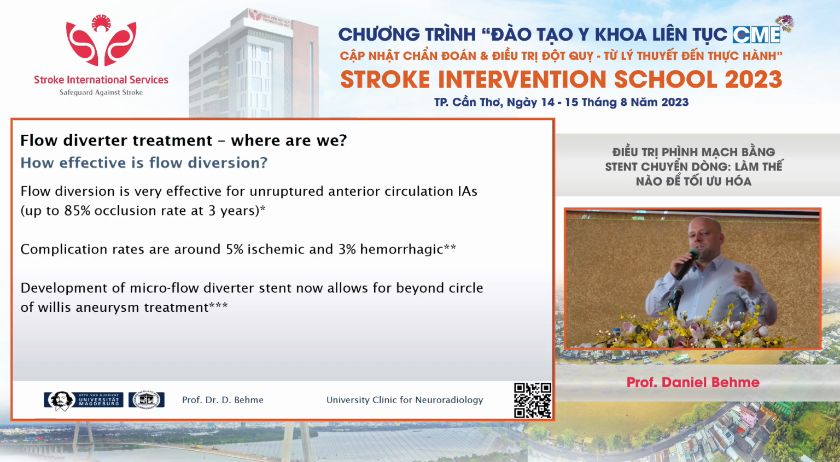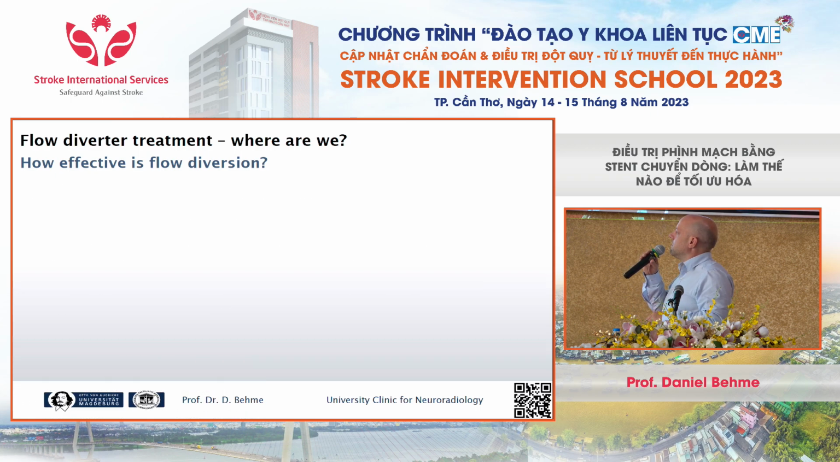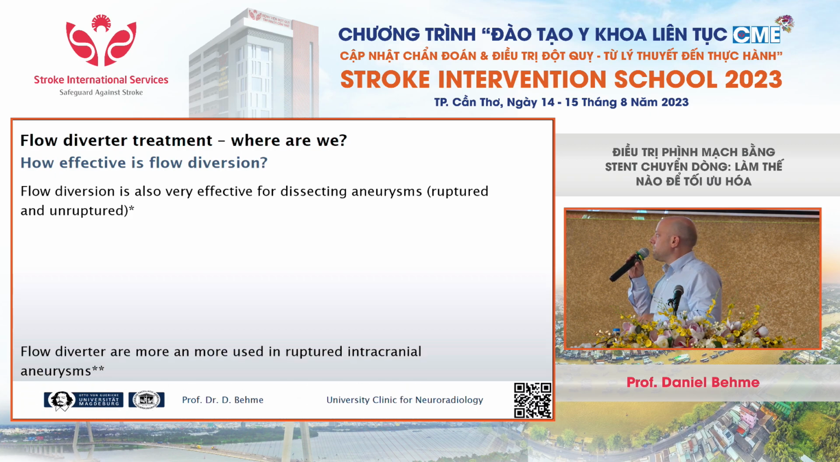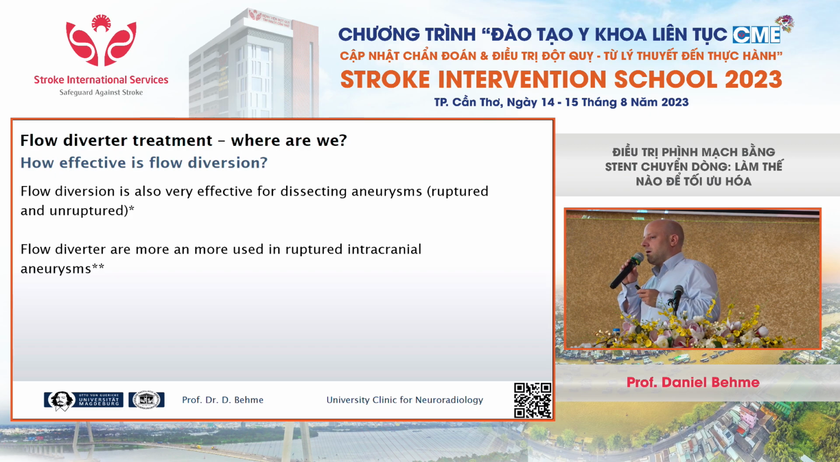And then obviously, like with all the devices, as we've seen in stroke before today, there was a strong development in flow diverters themselves. Now microflow diverters going through 0.017 microcatheters can be used easily in beyond circle of Willis aneurysms. That's something rather new compared to flow diverters that initially were made for carotid aneurysms. Flow diverters are also very effective for dissecting aneurysms, ruptured or unruptured. At least now with the coatings, they're more and more used in ruptured aneurysms, although there's no clear data on that until now.